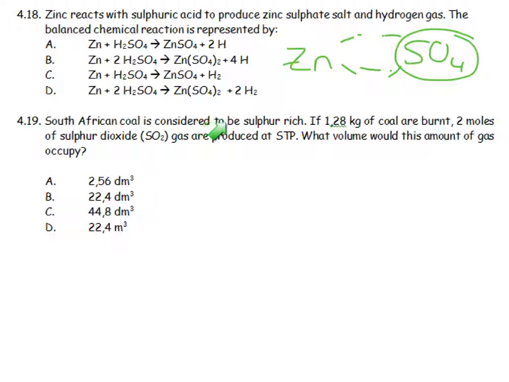South African coal is considered to be sulfur rich. If 1,28 kilograms of coal are burnt, 2 moles of sulfur dioxide are produced at STP. What volume would this amount of gas occupy? So it's 2 moles. What is the volume of 2 moles of any gas at STP? It's going to be 2 times 22,4, and I land up with 44,8 decimeters cubed. So all the bump in the story doesn't make any difference. It's a very simple question about 2 moles of any gas at STP.